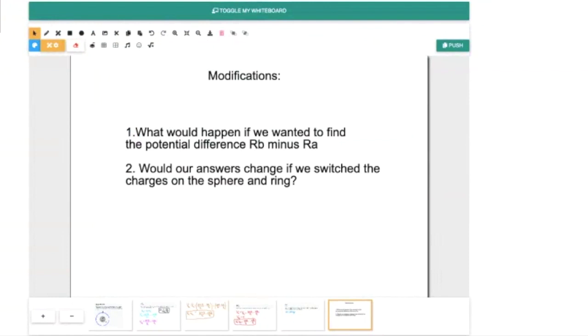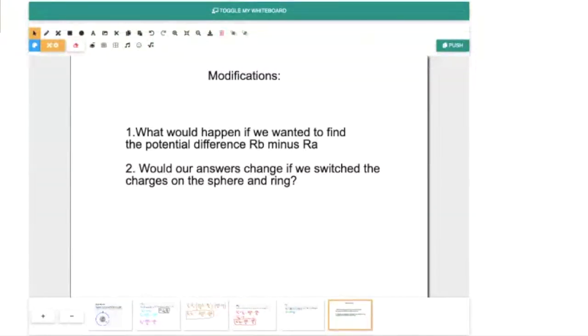Lastly, I will discuss a few modifications you might consider making to this problem during your studying process. What would happen if we wanted to find the potential difference RB minus RA? Would our answers change if we switched the charges on the sphere and ring? Pause the video here to think of your answer.